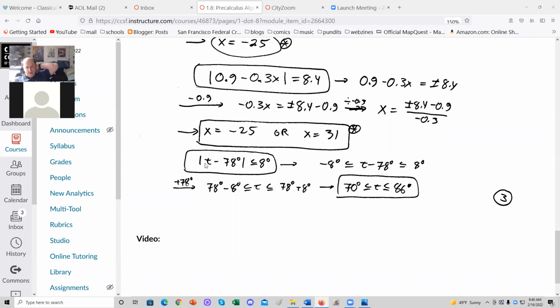Here we have absolute value of T minus 78 degrees is less than or equal to 8 degrees. In other words, the temperature is within 8 degrees of 78 degrees. Well, absolute value is less than or equal to a positive number, means that the quantity is between plus and minus 8 degrees. So T minus 78 degrees is between plus and minus 8 degrees. We solve for T by adding 78 to all three parts. 78 minus 8 degrees is less than or equal to T is less than or equal to 78 plus 8 degrees. Or T is between 70 degrees and 86 degrees. So this solves this.